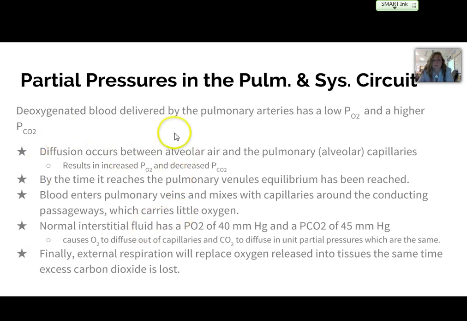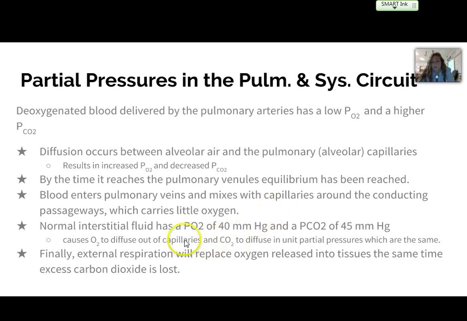Now, the partial pressures, the way that they affect the pulmonary and systemic circuits, are outlined here. We know that deoxygenated blood delivered by the pulmonary arteries has a low partial pressure of oxygen and a higher partial pressure of carbon dioxide. Diffusion will occur between the alveolar air and the pulmonary capillaries. That results in an increase in oxygen pressure and a decrease in carbon dioxide pressure. By the time it reaches the pulmonary venules, equilibrium will be reached.